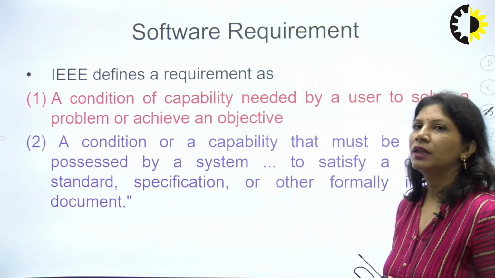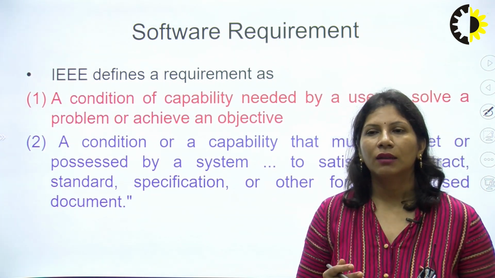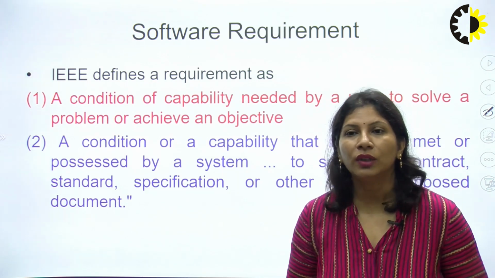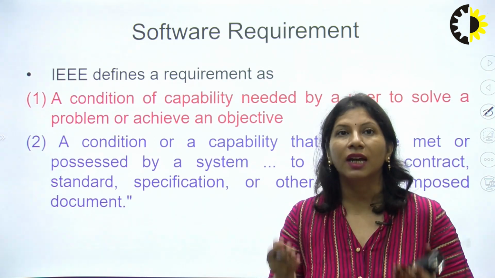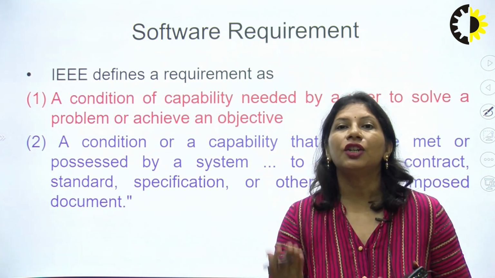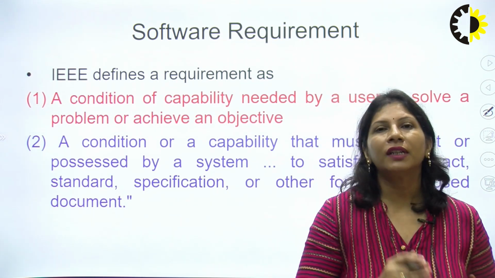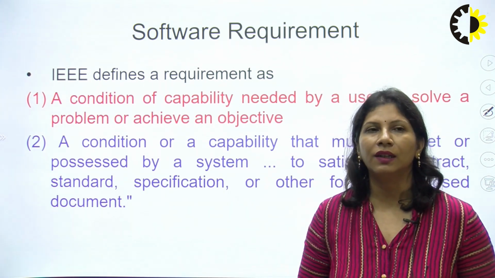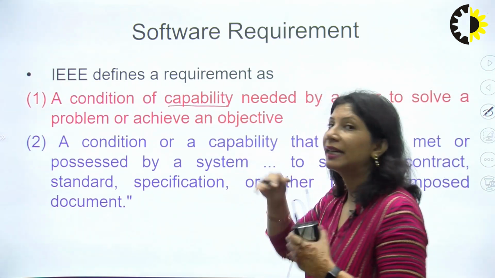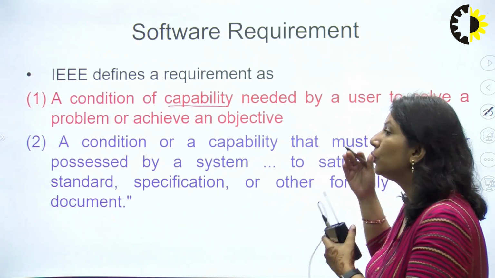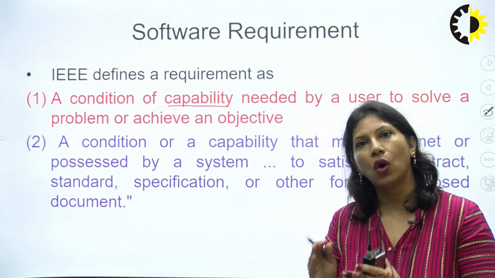First of all, we should understand what is a requirement. What is a software requirement? That means what we actually need to develop, what we need to design. What is the need of the customer? The specific definition given by the IEEE standards is that it is a condition or capability needed by a user to solve a particular problem or to achieve a specific objective.